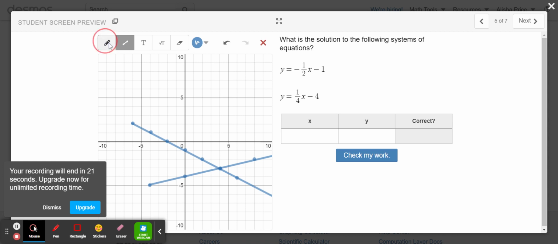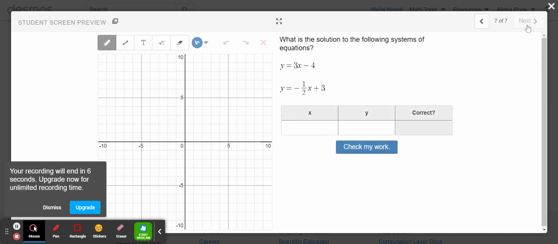Again, I went over 4. If I go to the right, that's positive, so I have positive 4. But then I went down 3, so that's going to be a negative 3. So (4, negative 3) is my answer. Numbers 6 and 7 work the same way. There are only 7 questions that you have to do, and I just did about 3 of them.